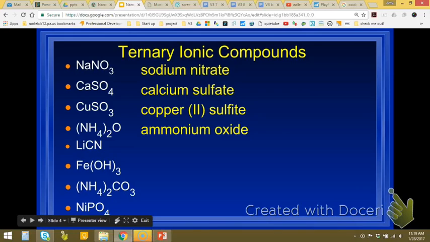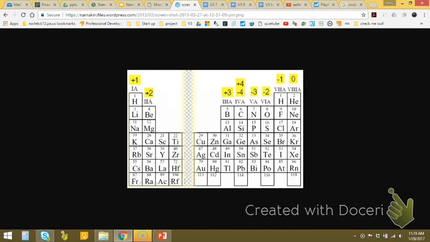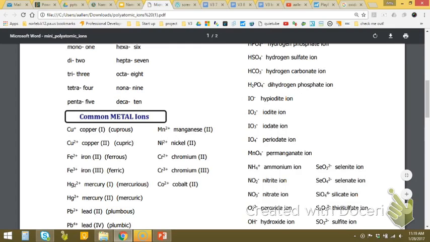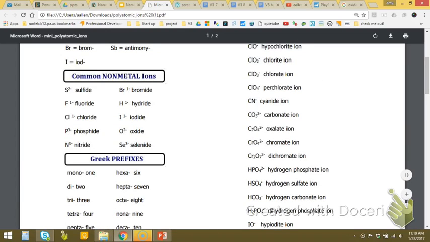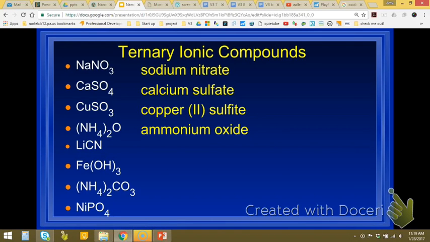All right, let's look at our next one. LiCN. CN is our polyatomic ion, and we're starting with lithium. Lithium is in group 1, so it has a +1 charge. It's not a transition metal, which means we do not need any parentheses and Roman numerals. And CN, let's take a look at our polyatomic ion. CN is a -1 charge, and it is called cyanide. So the name for LiCN is lithium cyanide.